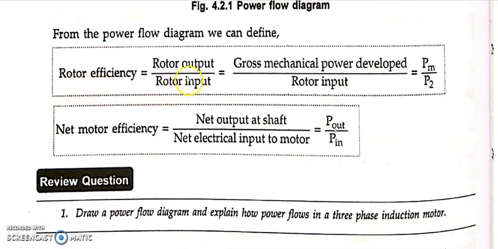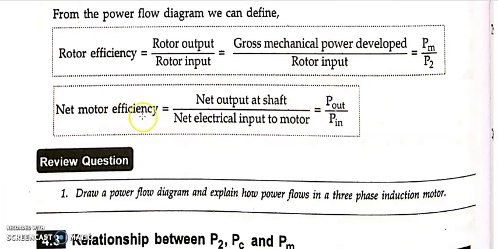And here you can see rotor efficiency is given by rotor output by rotor input. And again, rotor output is what? Gross mechanical power developed. So yes or not? That is the total. It's not like you can tell net mechanical power developed. So total output I want. So total output is gross mechanical power developed. Again, rotor input is P2. So it is PM by P2. Okay, remember.